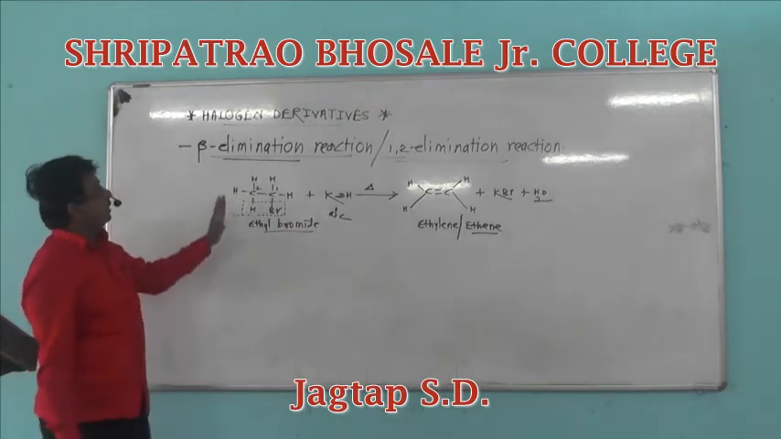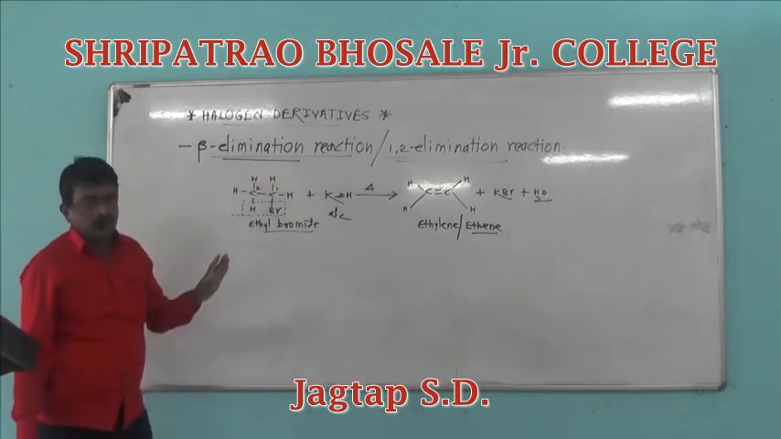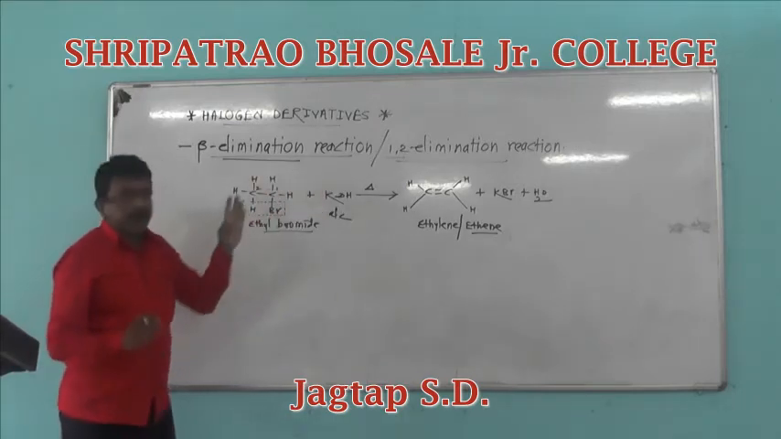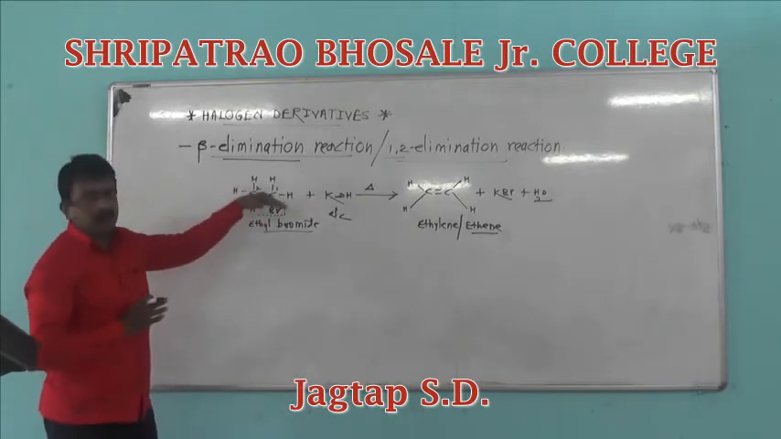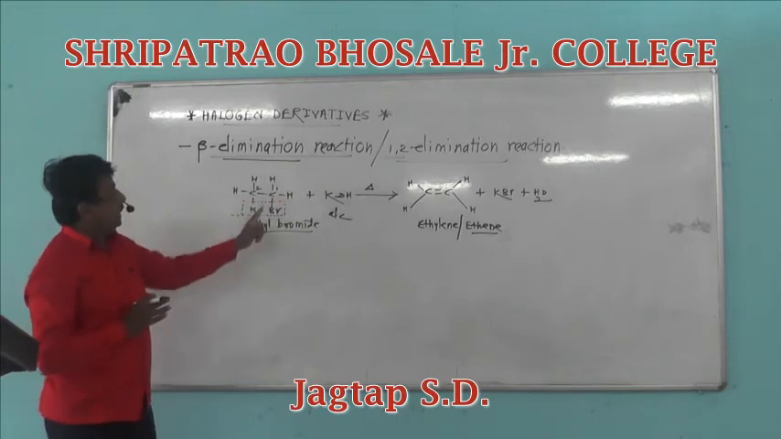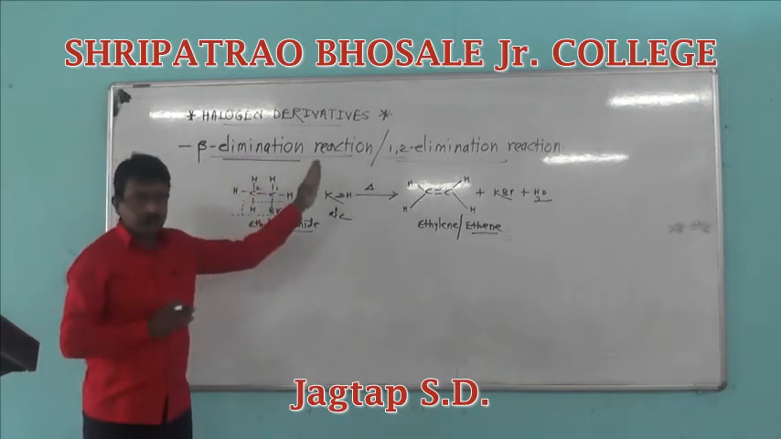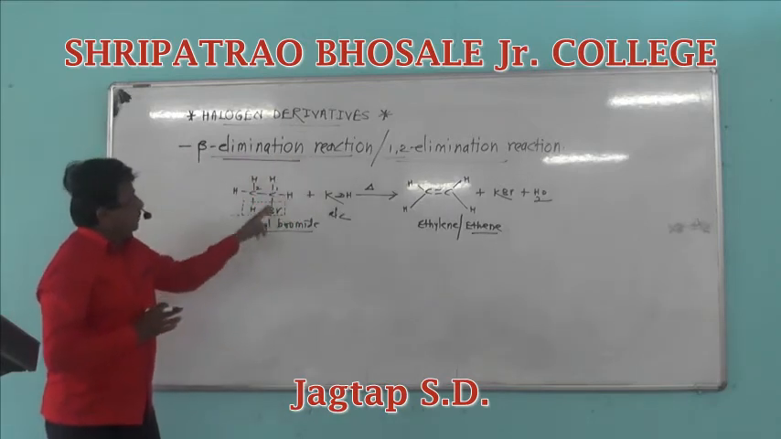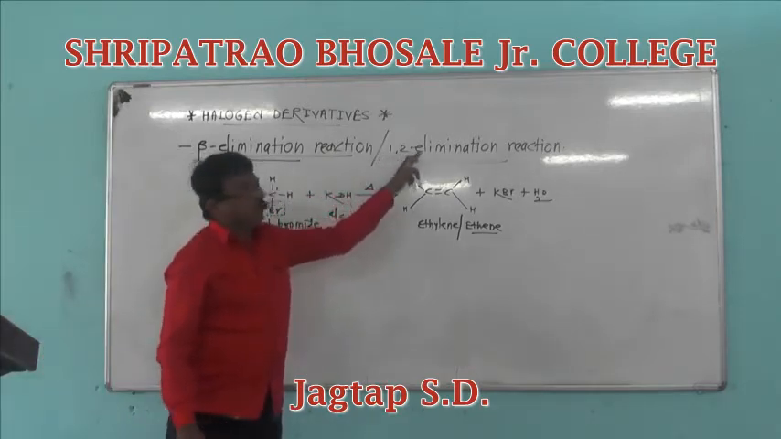This reaction is known as beta elimination reaction or 1,2 elimination reaction. That is, removal of hydrogen halide takes place from adjacent carbons, halogen atom from the alpha carbon and hydrogen from the beta carbon. Therefore, this reaction is known as beta elimination. Halogen atom from C1 and hydrogen atom from C2. Therefore, it is known as 1,2 elimination reaction.